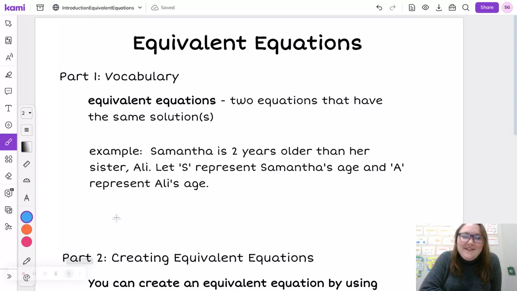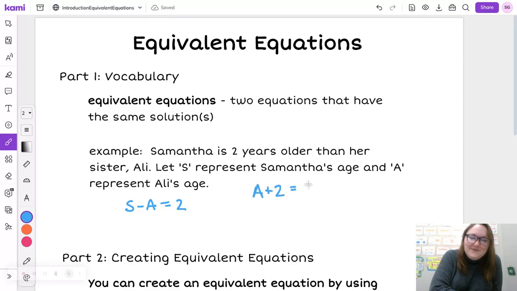Another example of this, we've got the story Samantha is 2 years older than her sister Allie. Let S represent Samantha's age and A represent Allie's age. There's a couple different ways you can think of this. You could think of this age difference as a difference and use subtraction. Samantha's age minus Allie's age equals 2 years. Or you could think of it with addition. If you take the younger sister, Allie, and add 2 years, it gives you the older sister, Samantha's age. Two different equations that are fundamentally different, right? We've got one with addition, one with subtraction, but they both represent the same solution. We call these two equations equivalent equations.